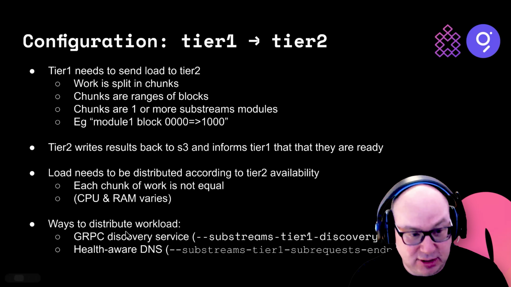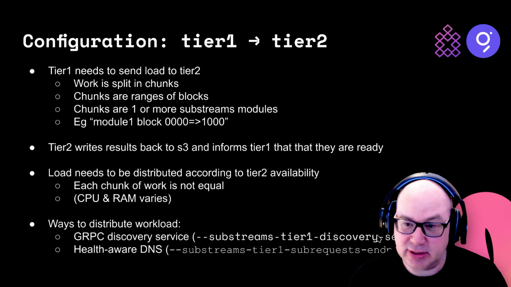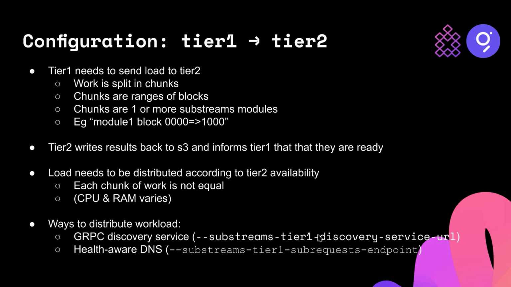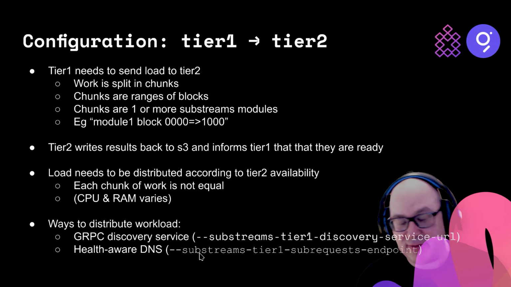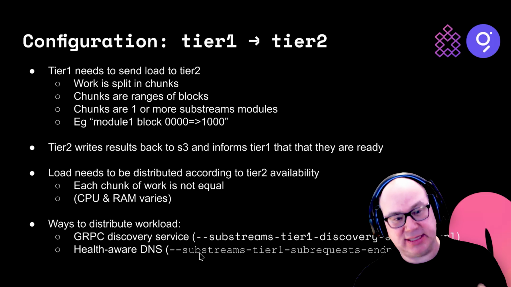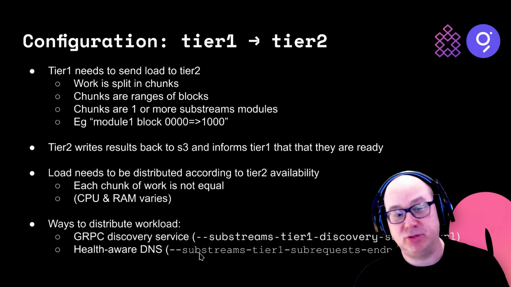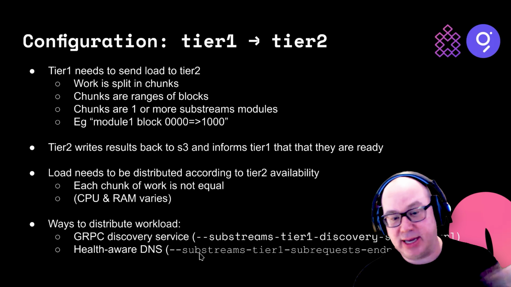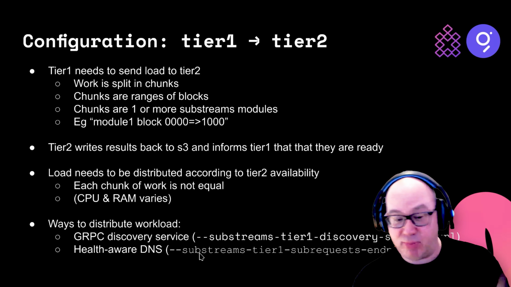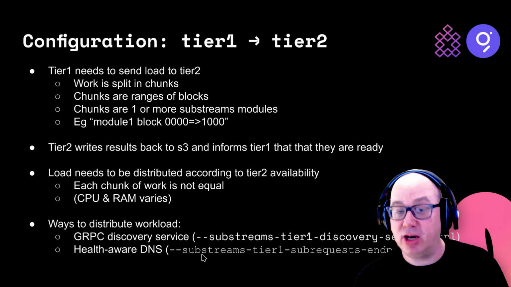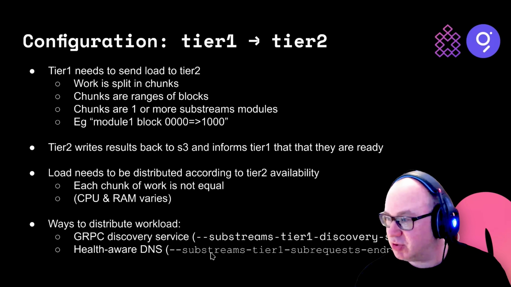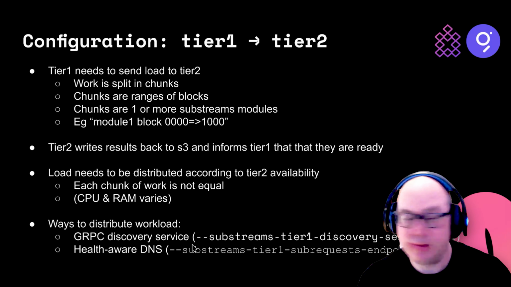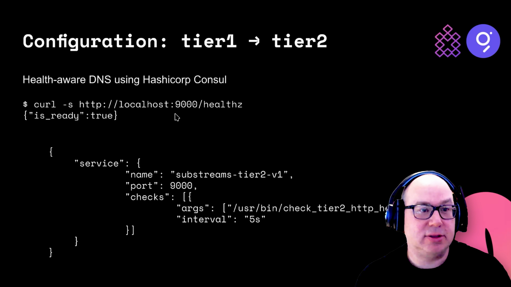So there's a couple of ways to do this. There's the gRPC discovery service. Then I gave you the command line option to configure that. You might use that in, say, Kubernetes. And the health aware DNS. So if you have a DNS server that understands the state of whether the tier 2 can accept jobs or not, then the tier 1 can connect to DNS and only get the DNS endpoints for the ones that are available. So that's the one I'm going to go through today, because that's the one I'm most familiar with and we use. All right, so let's just talk about it.